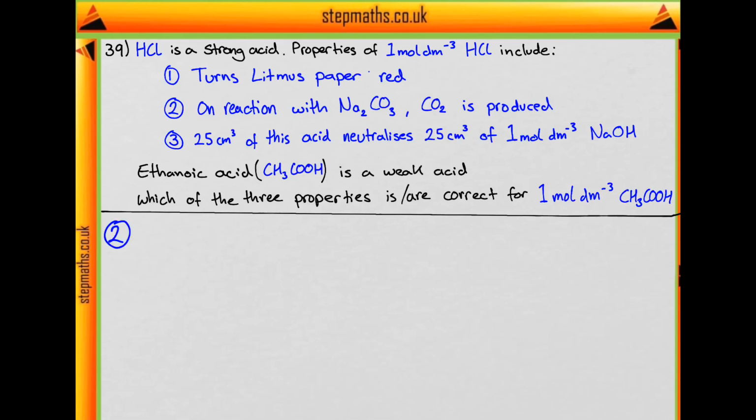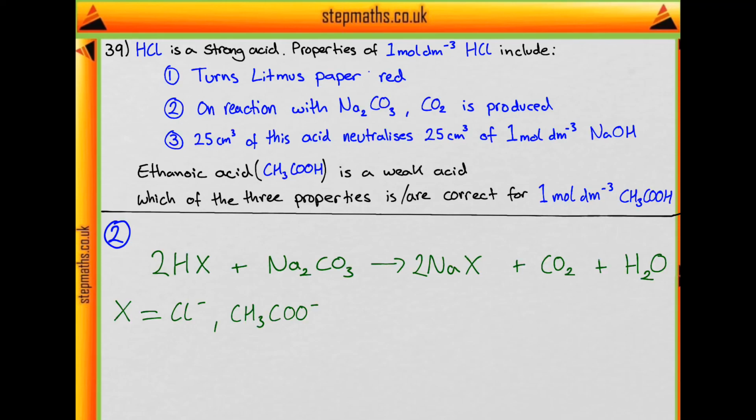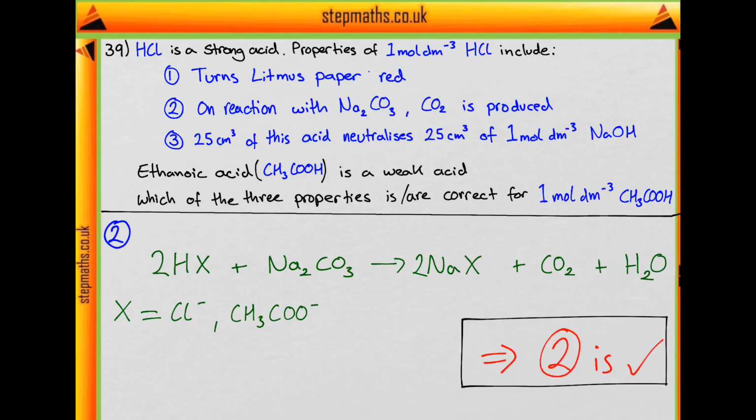So our second property, on reaction with sodium carbonate, CO2 is produced. Well, a metal carbonate with any acid will produce CO2, because we have the general reaction here. Any acid, say HX, plus sodium carbonate, will give you the sodium salt of X, plus CO2 and water. So you can see here that both HCl and ethanoic acid will produce CO2.